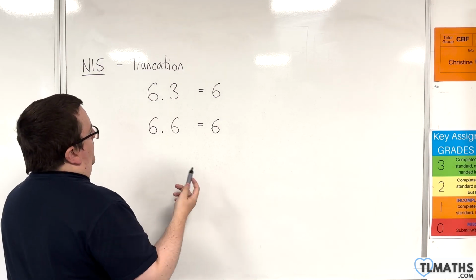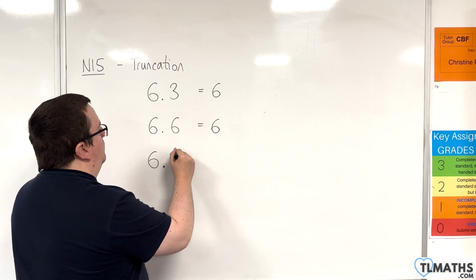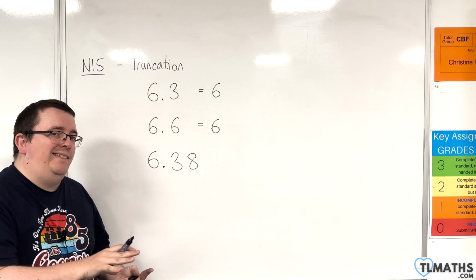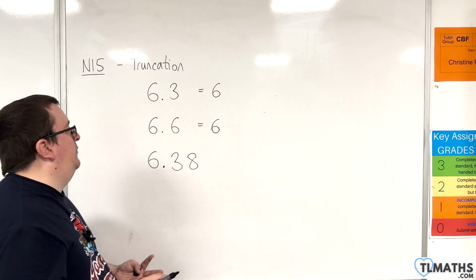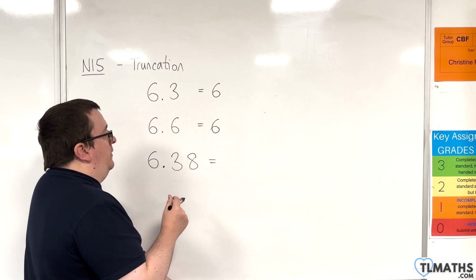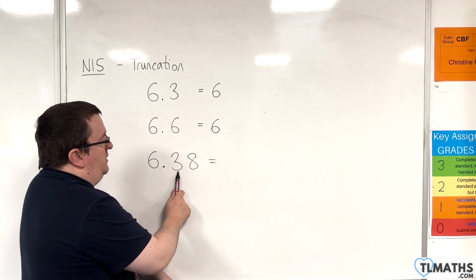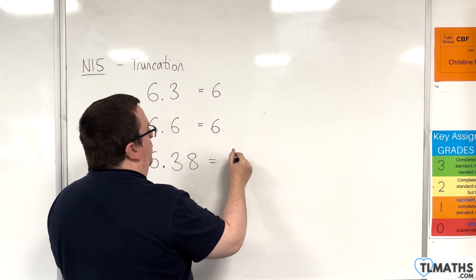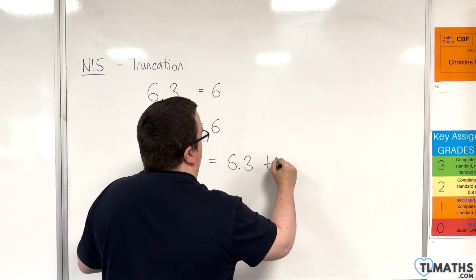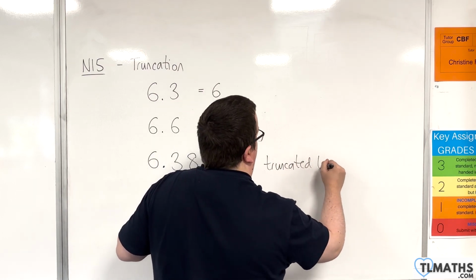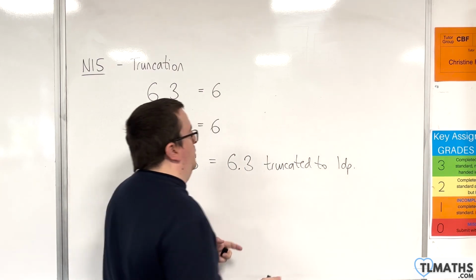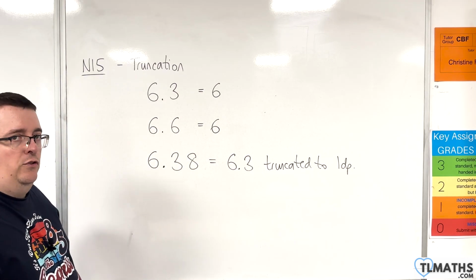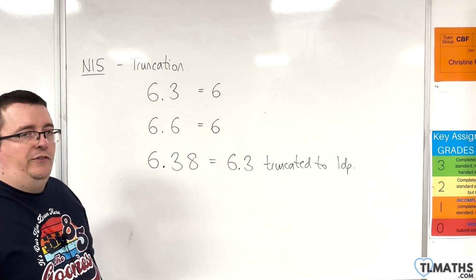So you could also have something like 6.38, and if you wanted to truncate that to one decimal place, then what that does is you go, well, that's the first decimal place, so you truncate everything else away, and so this would be 6.3 truncated to one decimal place. In fact, it removes everything to the right hand side and forces that rounding down.